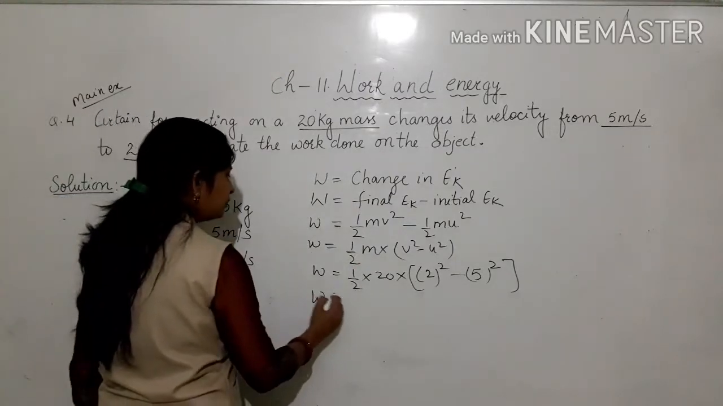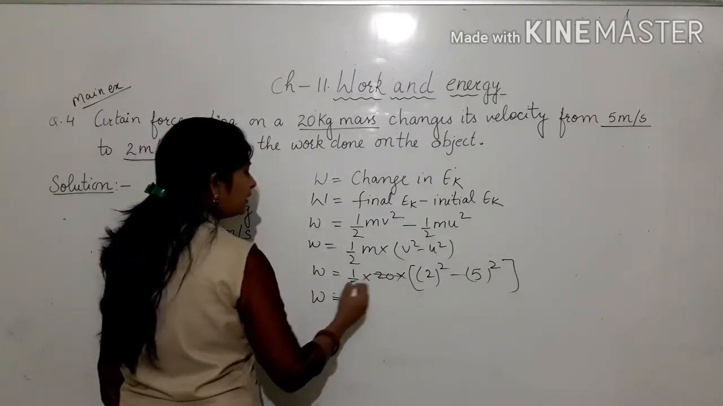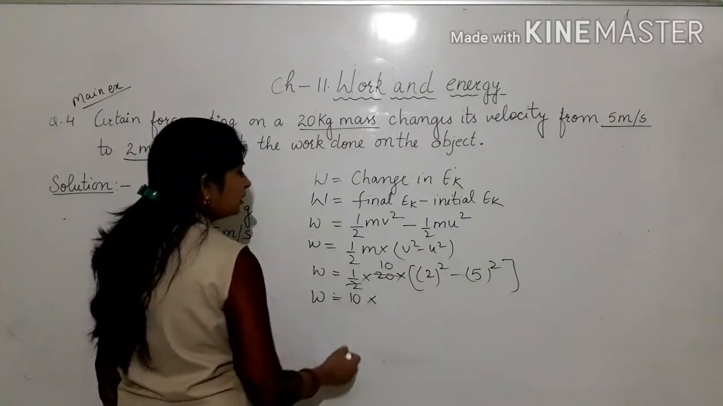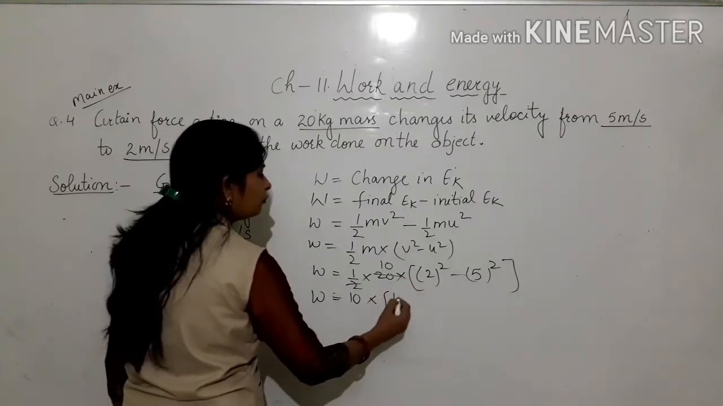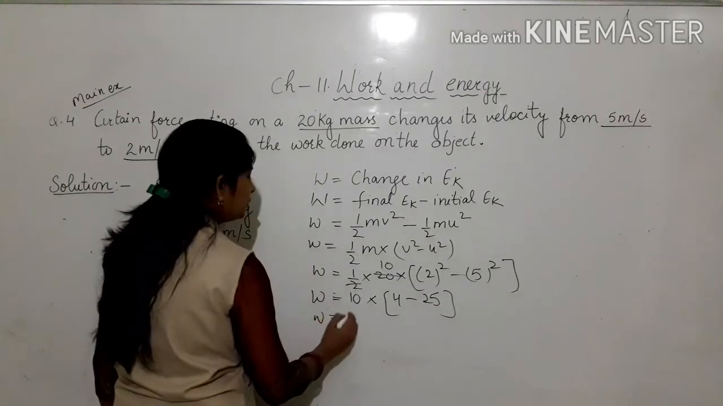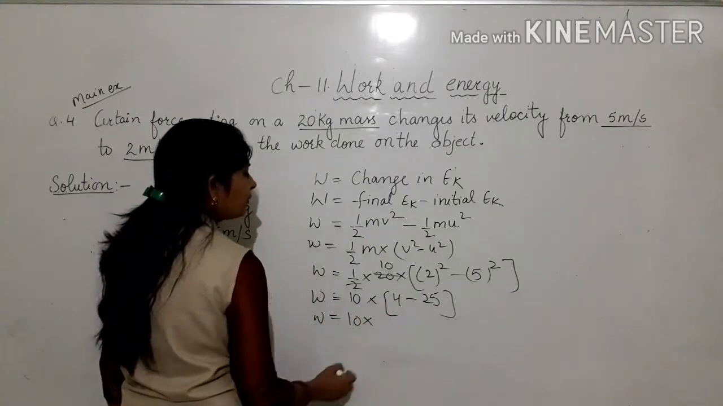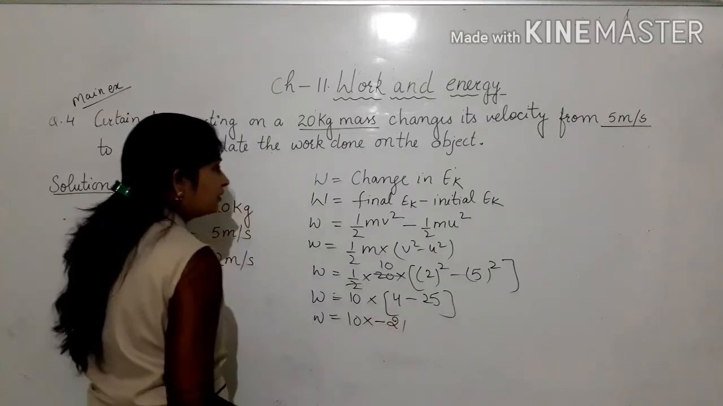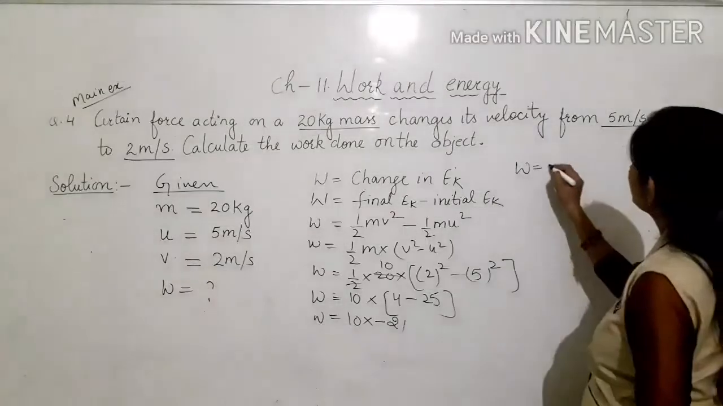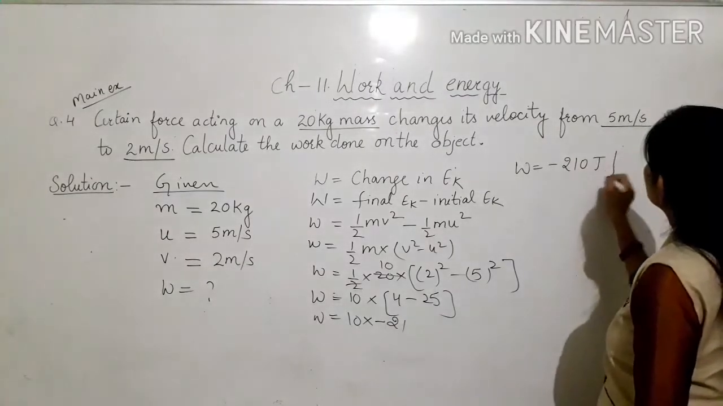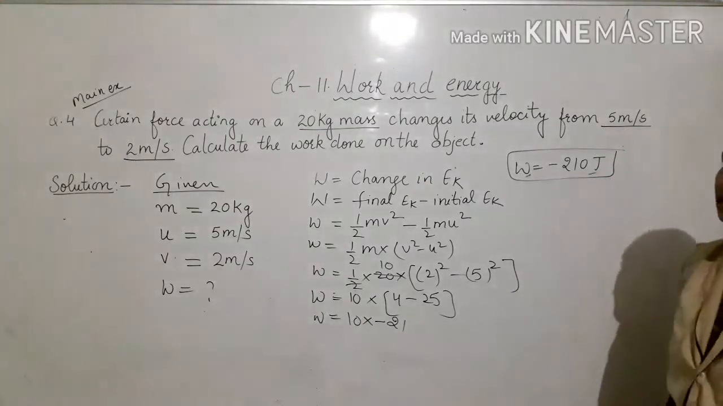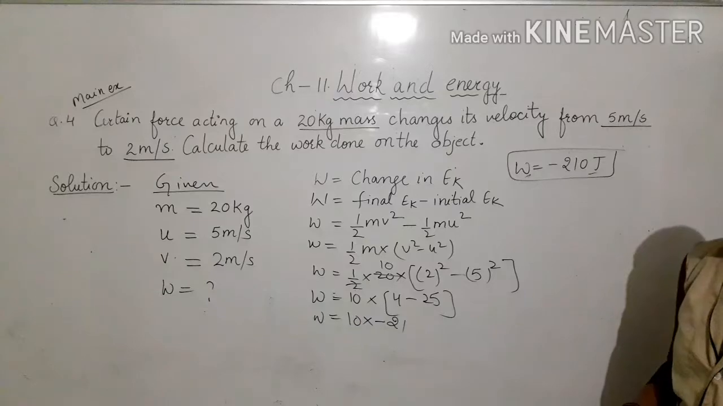Now W is equal to half into 20, dividing 20 by 2 we get 10. So 10 into the square of 2, which is 4, minus the square of 5, which is 25. W is equal to 10 into 4 minus 25. That is minus 21. So W is equal to 10 into minus 21, which is minus 210 joules. So what is the work done on the object? It is minus 210 joules.